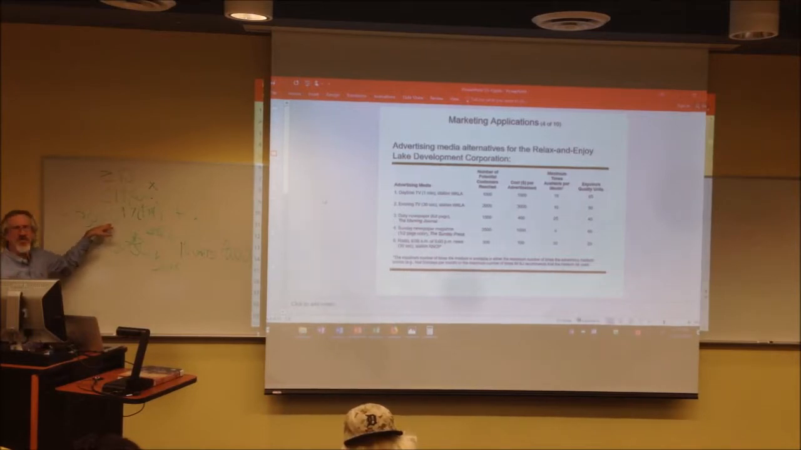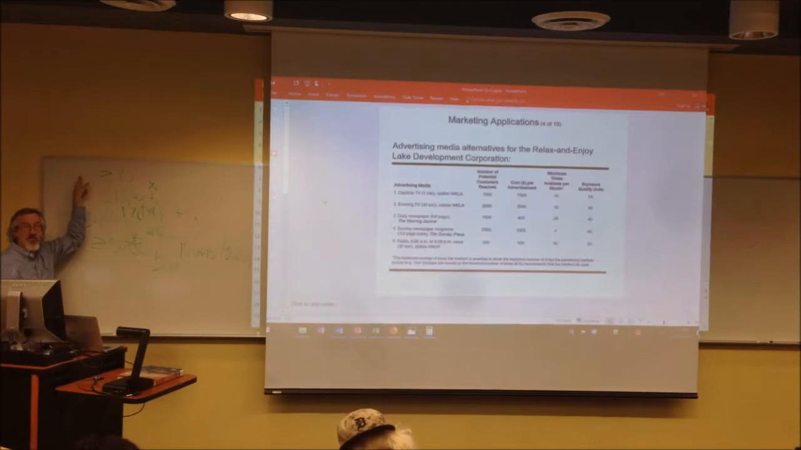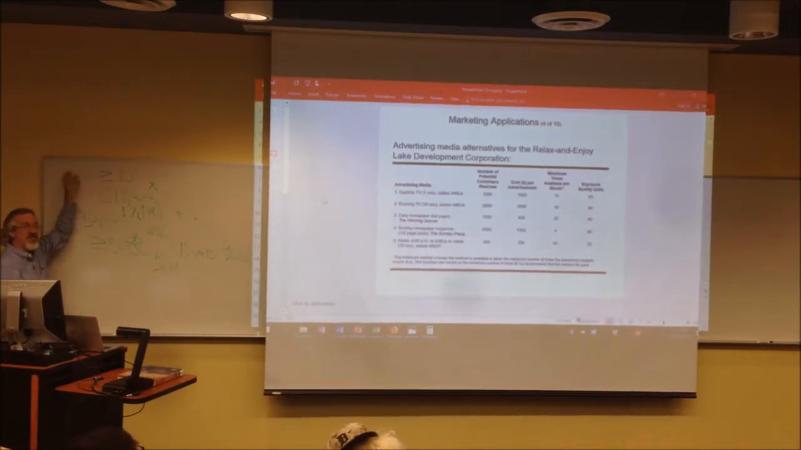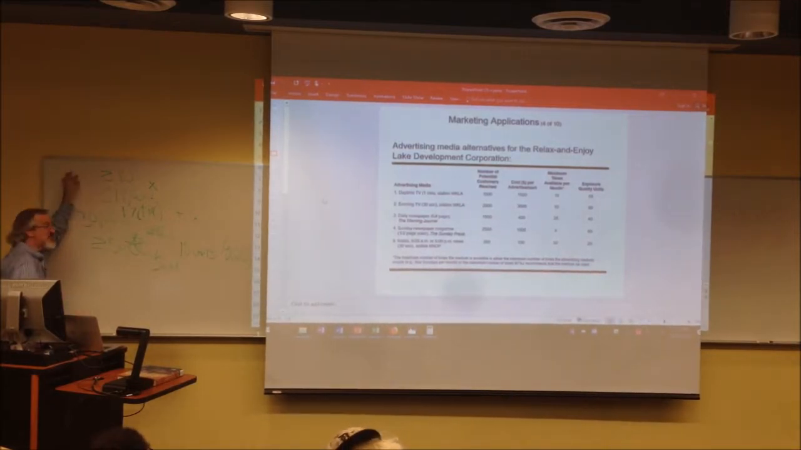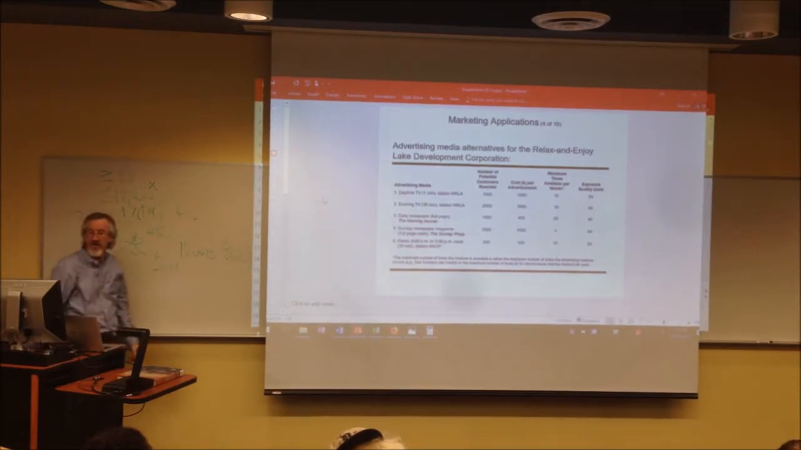Let's just finish. Is that the budget? That's money again. And the 10 is just the number of ads. We want at least 10 TV ads. So the left side, the variables represent number of ads, so there's no change that has taken place at all.